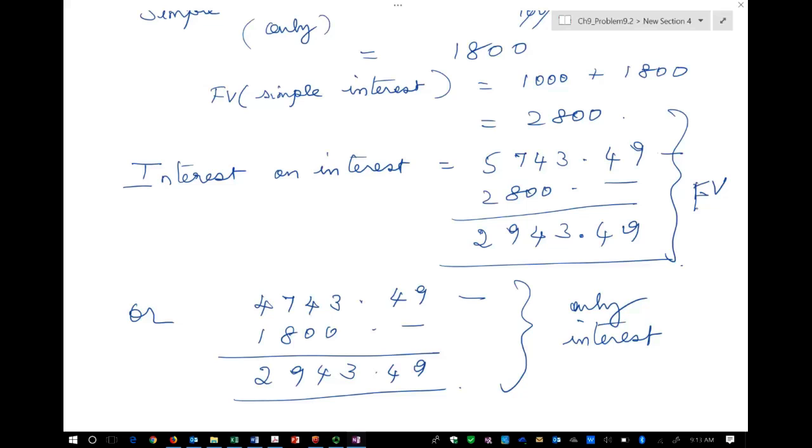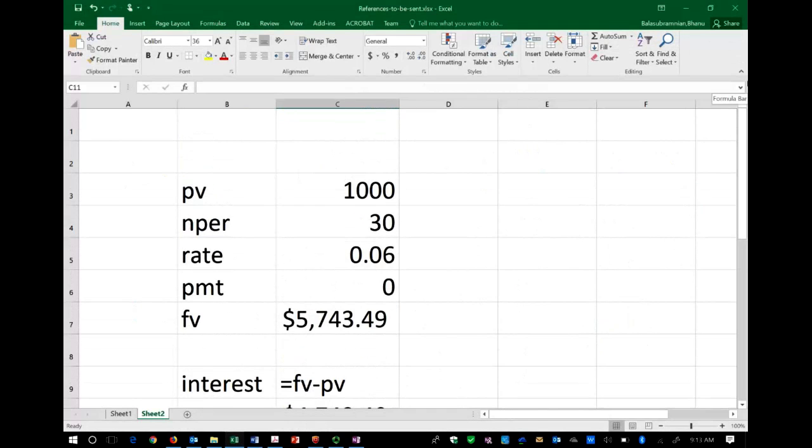Now, how many variables we had? So, let us go back to our spreadsheet now. How many variables we have here? We have basically 5 variables, correct? So, I have given you 4 variables and I have asked you to calculate the 5th one, right?